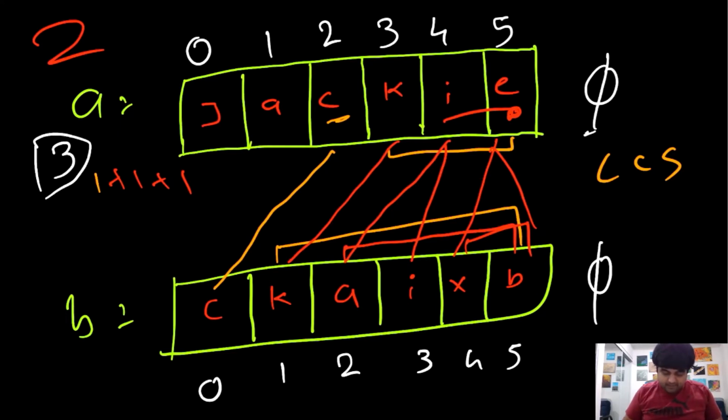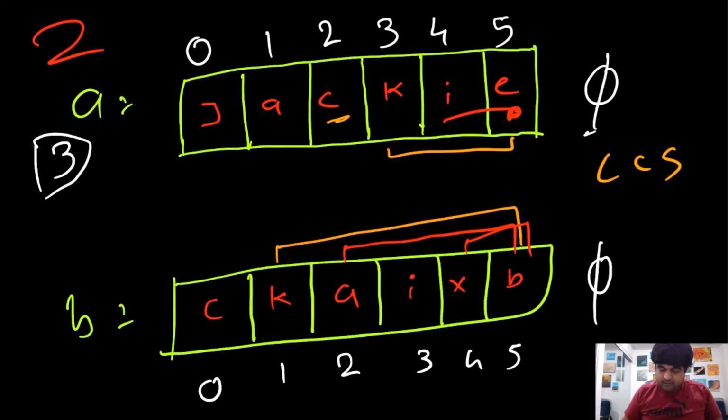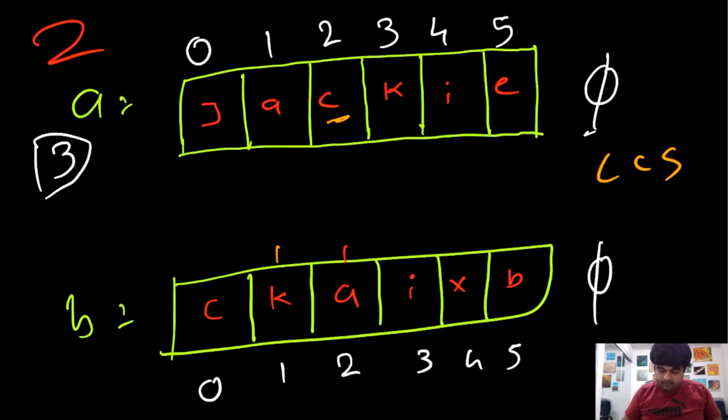But the thing is, we are not done yet. We are not out of the woods yet. We'll have to check for all the other remaining values as well. So what would be the remaining values? So far we have checked until this J, A and C. Now we again repeat the same process from this K.